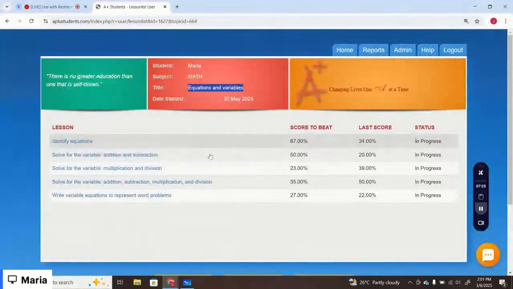Here I am on grade 3 math. The chapter we're on right now is equations and variables. Let's just start with the lesson that is identify equations.